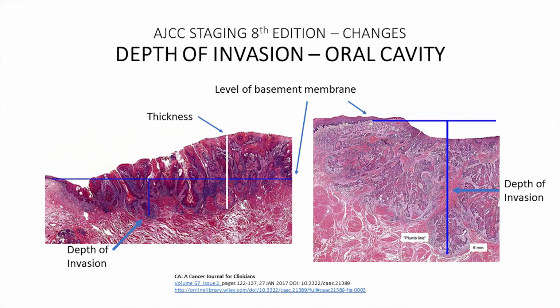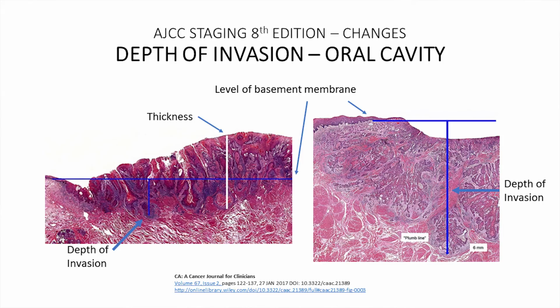So this would look something like this, and two different examples here where you can see the horizontal line at the level of the basement membrane, then the perpendicular line labeled as depth of invasion, and you contrast it on the left side with the white line, which is what probably would have been measured previously as tumor thickness, which is obviously a very different concept.